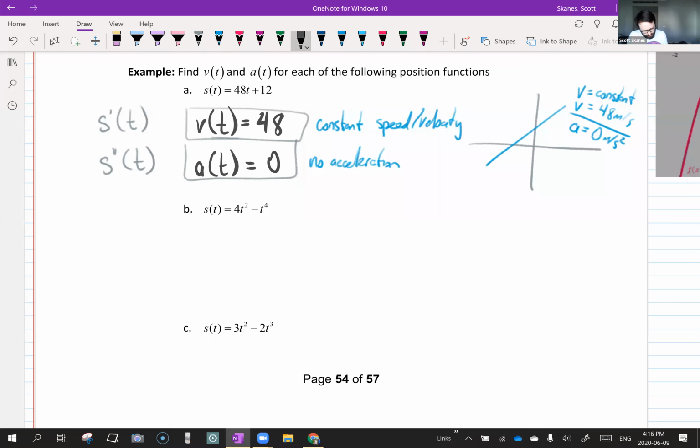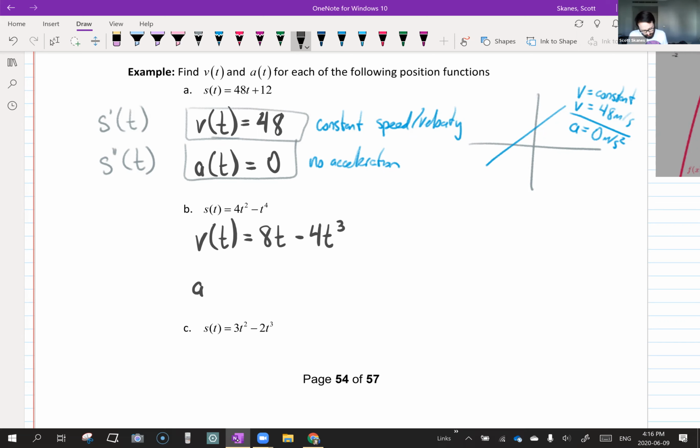Let's do the next question. The position is this. What's the velocity? It's the first derivative. What's the first derivative? Well, 8t minus 4t cubed. That's our velocity of whatever this is at any point.